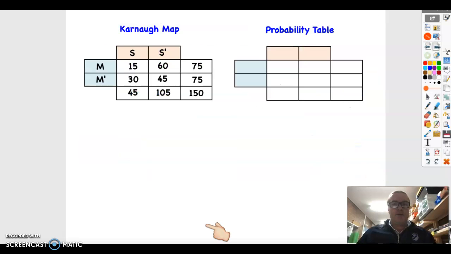We're now going to look at how we transfer that information to a probability table. To create a probability table, we're going to end up with probabilities, obviously, but we're going to use the sample space. Each of these values divided by 150 will give us the probabilities in that table. So you can see we organise it in a very similar way to a Karnaugh map, but our total probability is going to be 1. And dividing each of those values in the Karnaugh map by 150 and simplifying those fractions, these are the separate probabilities that we can talk about or use.